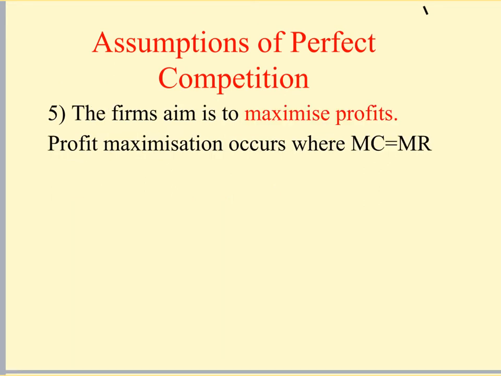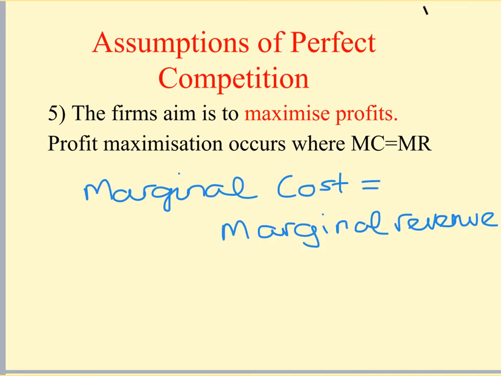The final one, and this is a really important one because it applies to almost all of the market structures: the firm's aim is to maximise profits. Profit maximisation occurs where MC is equal to MR, and I'm going to show you that on the graph now. Profit maximisation is where your marginal cost equals your marginal revenue. I cannot stress how important this point is.